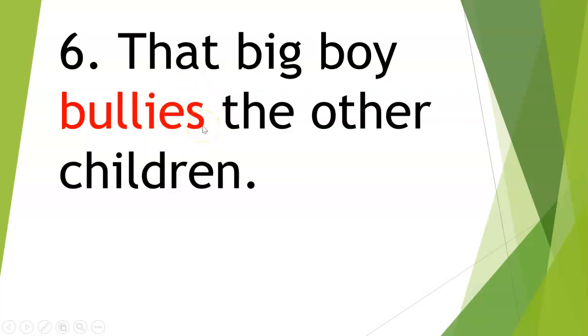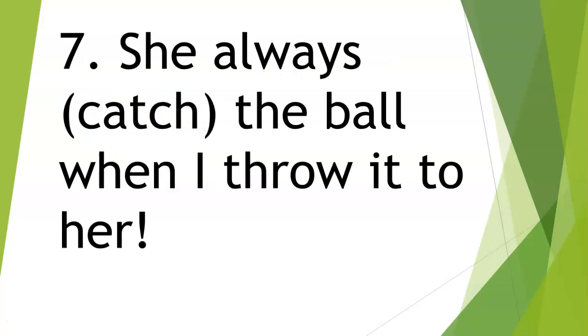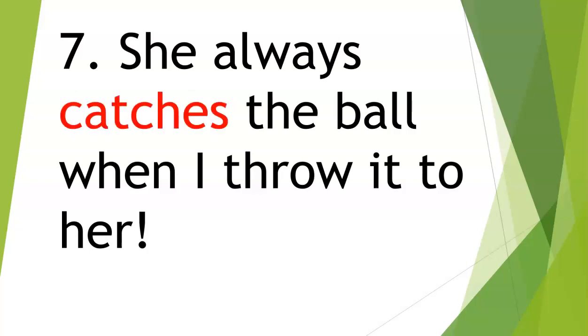So we're going to move on to number 7. We actually have 20 of these examples. She always catch the ball when I throw it to her. And for that one, we're going to say she always catches the ball when I throw it to her. And again, because we have this verb that ends in CH, we're going to add an es at the very end.